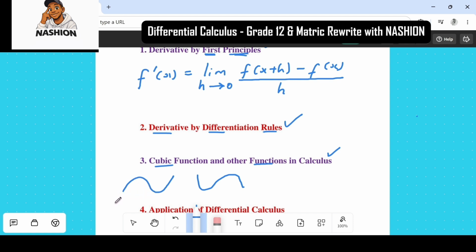So a graph can change direction by going up, down, down, up. Other graphs, other functions can be a parabola, smiley face or sad face, even a straight line, increasing function and decreasing function, because they have gradients. So we are also going to be coming across these other functions besides cubic functions.